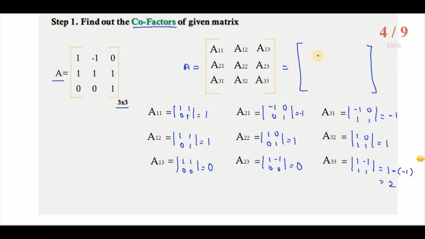We'll write in matrix form: A11 = 1, A12 = 1, A13 = 0. Similarly A21 = -1, A22 = 1, A23 = 0. Similarly A31 = -1, A32 = 1, and A33 = 2. That way we are getting the cofactors of the given matrix. That is our first step.